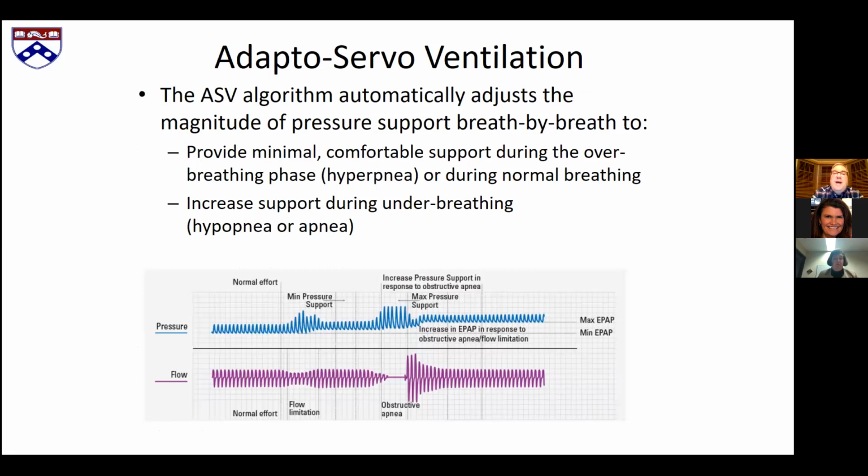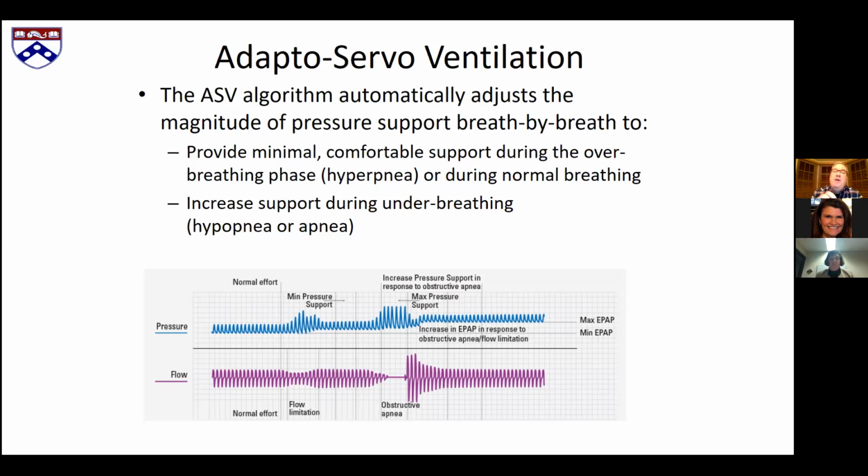So this leads us to Adapto-Servo Ventilation. This was a product that I was involved in the original clinical trials. This trial started to enroll patients during the CANPAP trial. And what's cool about this device is that this is a CPAP-like device, but it has a sensor in it that automatically adjusts the magnitude of pressure support breath by breath. So if the patient's not breathing, there's an apneic episode, the device literally acts as a servo ventilator and breathes for them through that period.